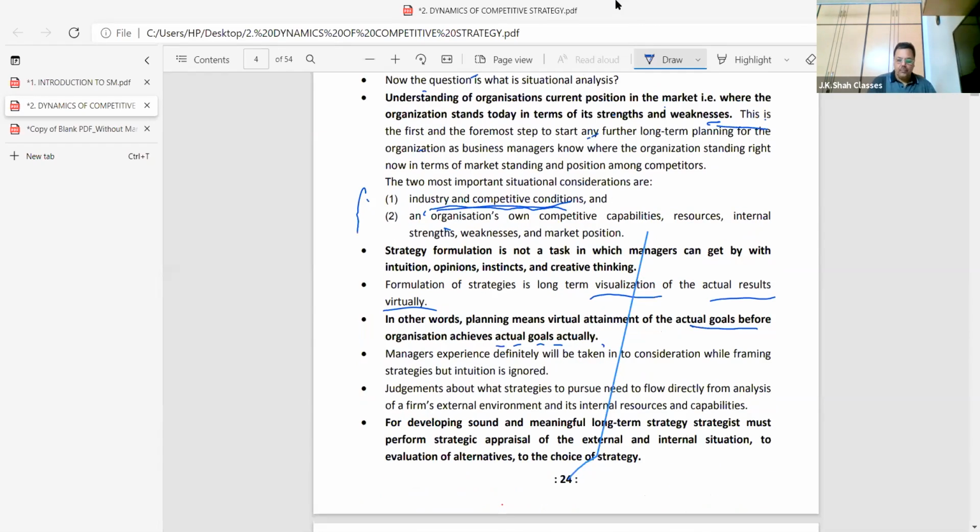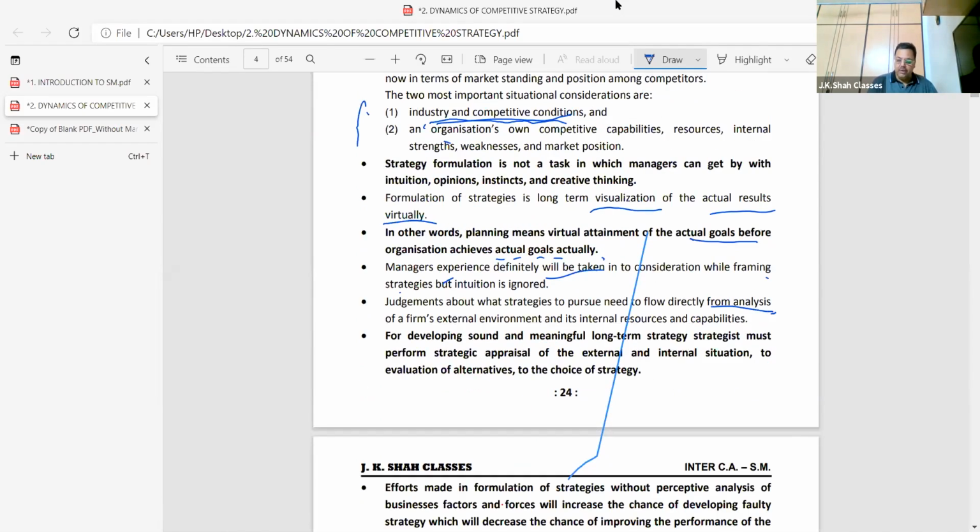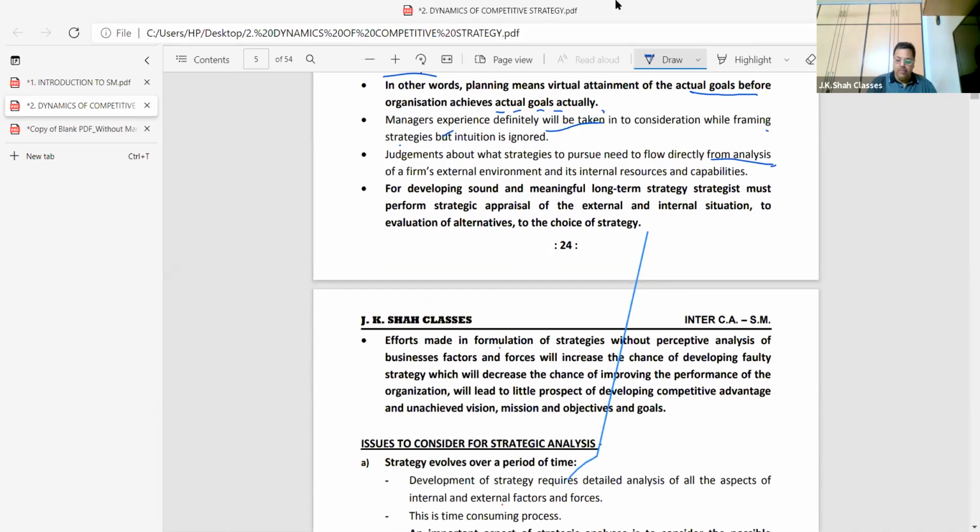See, managers' experience and judgment about strengths will definitely be taken into consideration while framing strategies. Same thing that I explained. Efforts in formulation of strategies without perceptive analysis of business factors and forces will increase the chance of developing a faulty strategy. See, this is the important bit. Kingfisher Airlines: you start the business without making a strategy, you are starting to exit only. You are entering to exit.